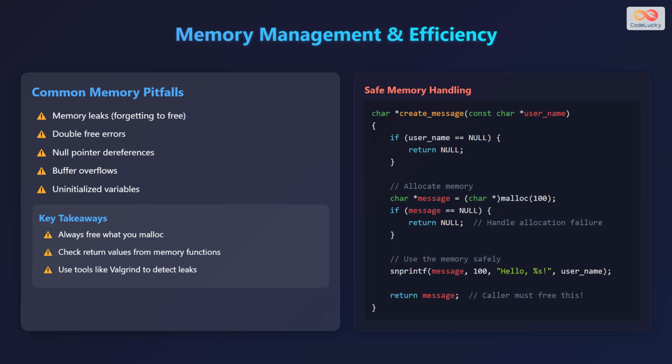The create_message function allocates memory for a message, checks for allocation failure, and uses the memory safely with snprintf. The caller is responsible for freeing the allocated memory to prevent leaks. By following these practices, you can write more robust and efficient C code.